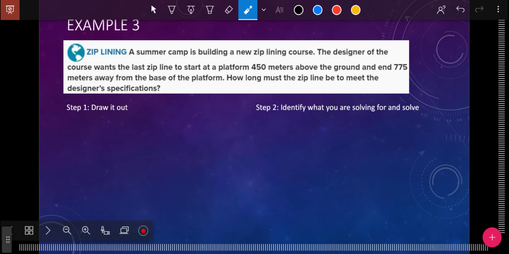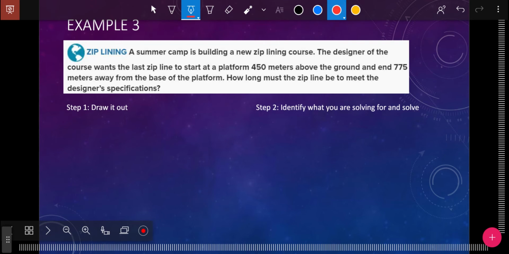Okay. All right, this unit is going to have lots of little story problems, and they're not going to give us a whole lot of misleading information, which is good. So we just got to figure out what they're asking. A summer camp is building a new zip lining course. The designer of the course wants the last zip line to start at a platform 450 meters above the ground and end 775 meters away from the base. How long must the zip line be?